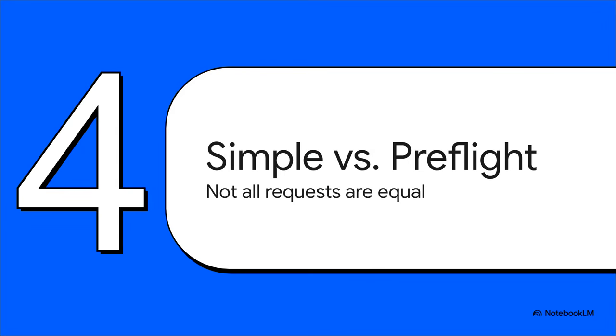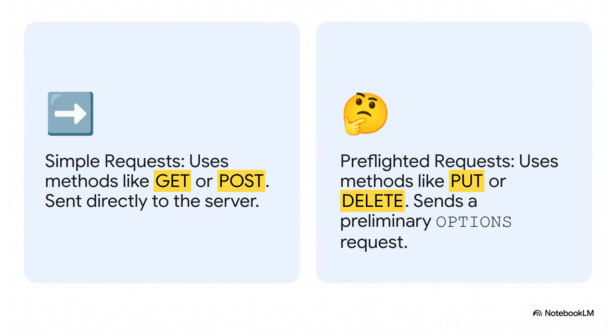But wait, there's more. For an extra layer of safety, CORS actually handles requests in two different ways. There are what we call simple requests, and then there are the more complex ones, which are called preflighted requests. So, simple requests are pretty straightforward. Think of basic GET requests to fetch data, or a simple POST.